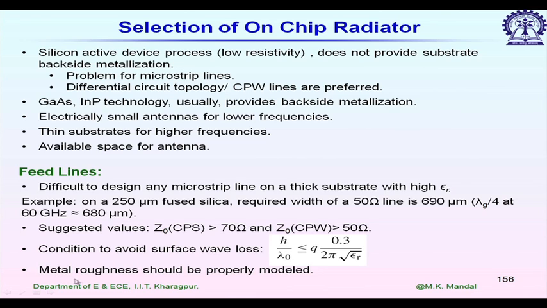Another important thing, metal roughness should be properly modeled. So we already learned that because of metal roughness or surface roughness, we have increased conductor loss. Sometimes it can be as high as 200% compared to the smooth surface.